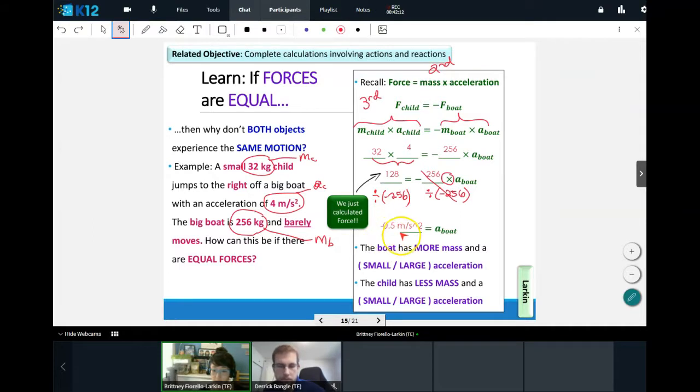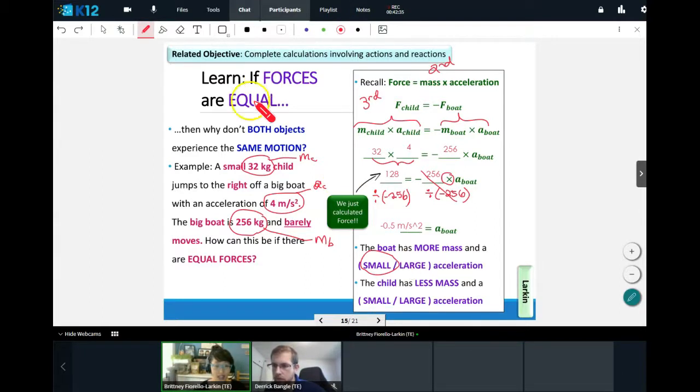Taking a look here, 0.5, right? It's going in the opposite direction. That's why it's negative, right? But 0.5, is that a small or large acceleration? Yeah, this is much, much smaller. Again, this should make sense. The bigger you are, even if you're experiencing an equal force, the less you accelerate. All right, we saw that with the bowling ball and the soccer ball. Now we're also seeing it in our equal and opposite scenario here, okay?